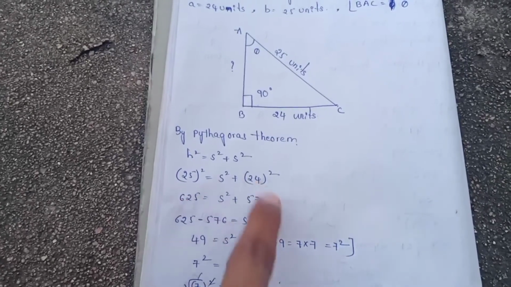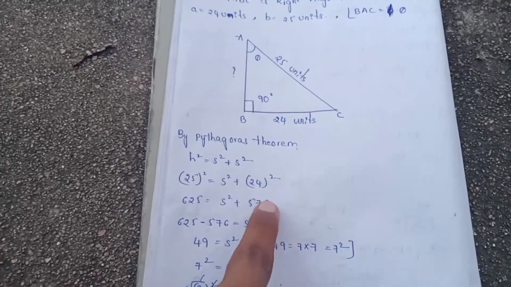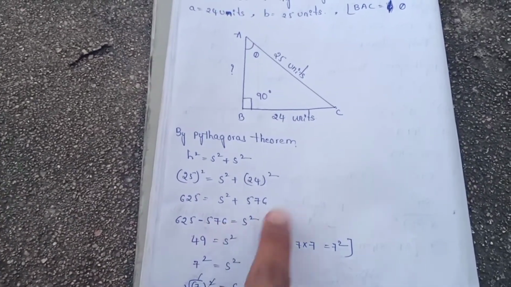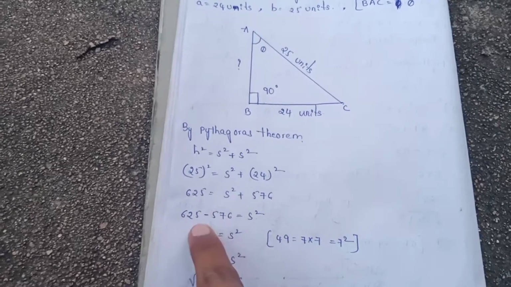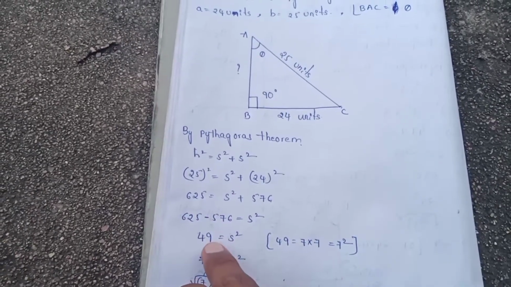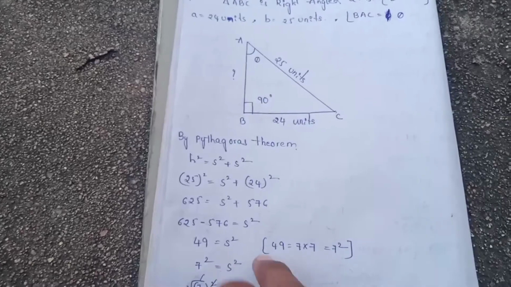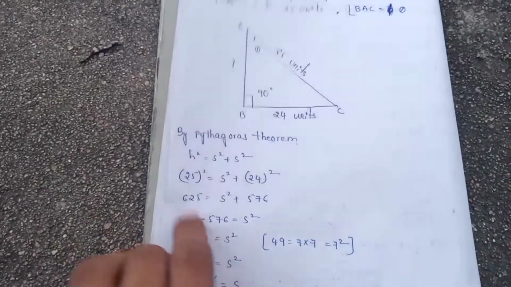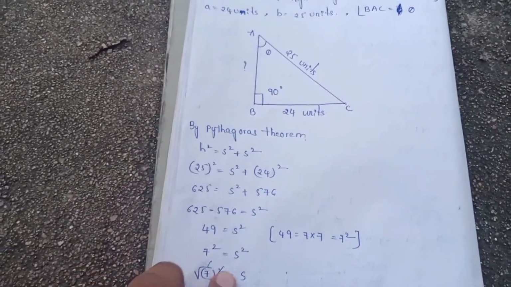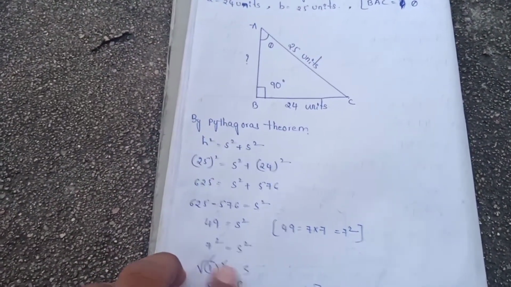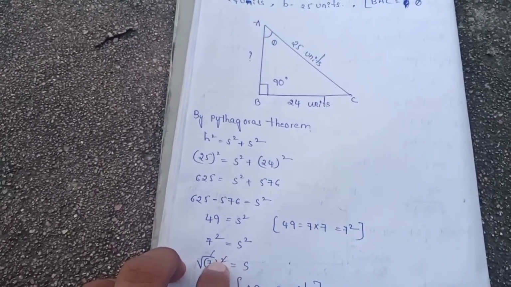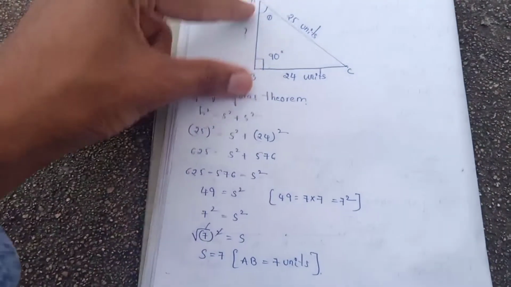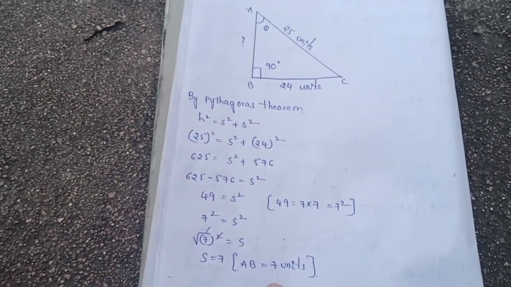See here, 625 is greater than 576. So we have to send 576 to the LHS side. 625 minus 576 is equal to side square. By subtracting we get 49. 49 is equal to side square. 49 can be written as 7 into 7, 7 square. 7 square is equal to side square. See here, if we send the square to the LHS side, it becomes root. Root of 7 whole square, the square and root cancel here. Side is equal to 7. That means this side is nothing but 7 units.